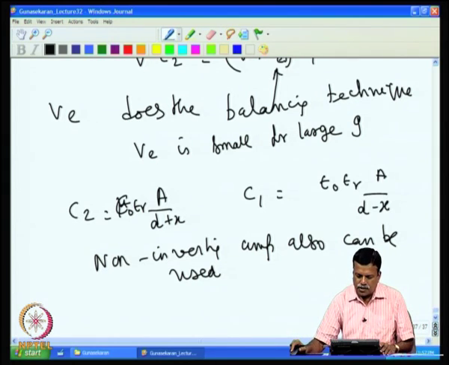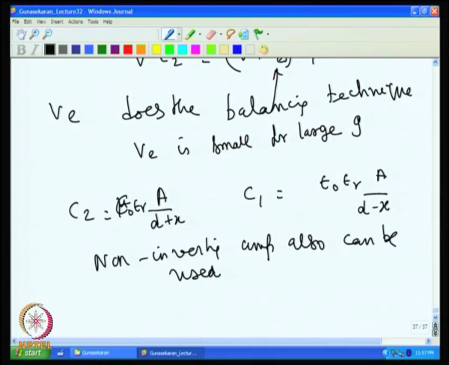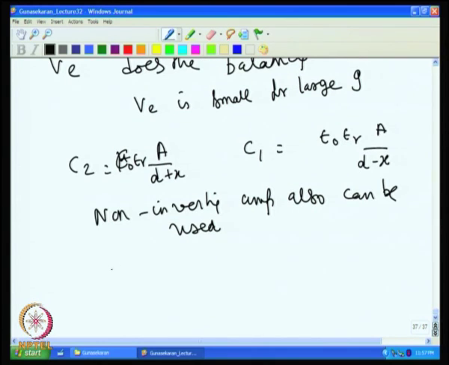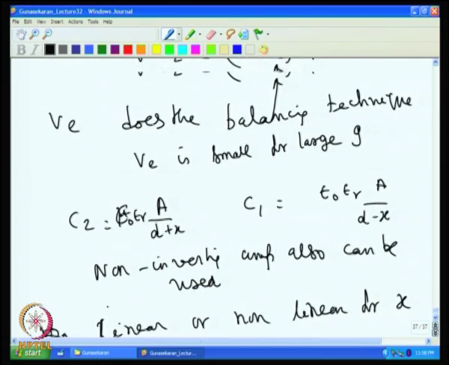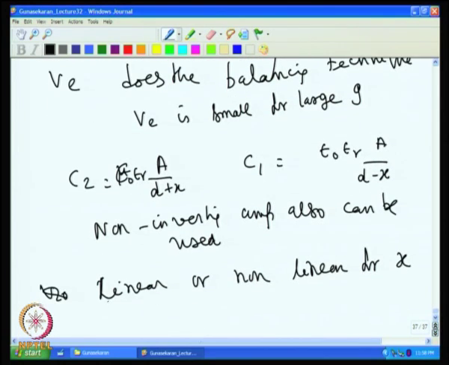Nevertheless, we will show in the next lecture whether it is linear or non-linear. For displacement x, that is V0, because it is a balanced route. So, the measurement also depends upon V1 and V2 measuring. So, we will see how this is measured, whether it is linear or non-linear, in the next lecture.